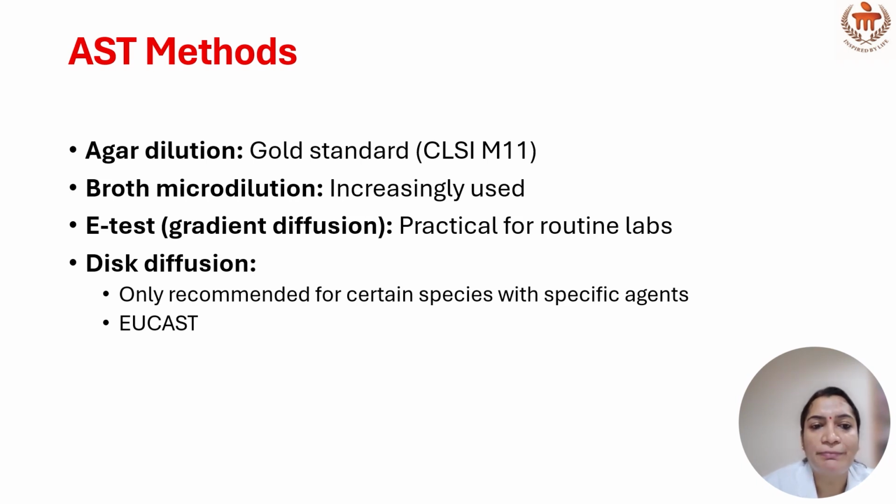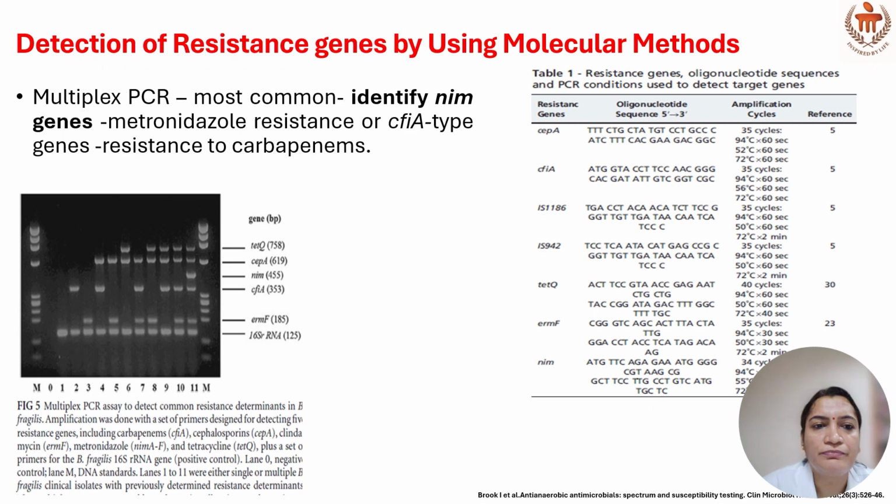The disk diffusion method has been proposed in 2022 by EUCAST, where they perform the disk diffusion against rapidly growing anaerobes like Bacteroides species, Fusobacterium necrophorum, Clostridium perfringens, and Prevotella species against certain antimicrobials. There are also some studies which have come up with multiplex PCR identifying different genes which are responsible for the drug resistance.